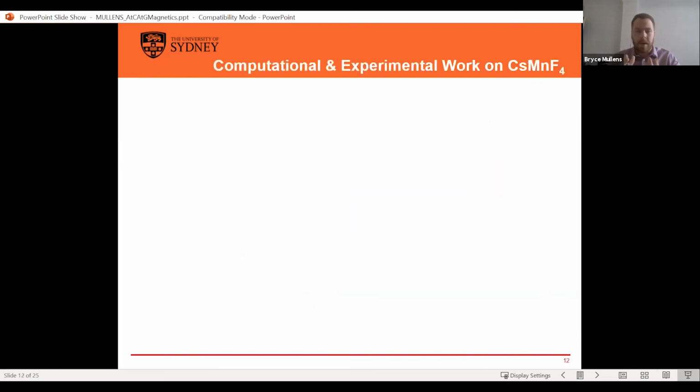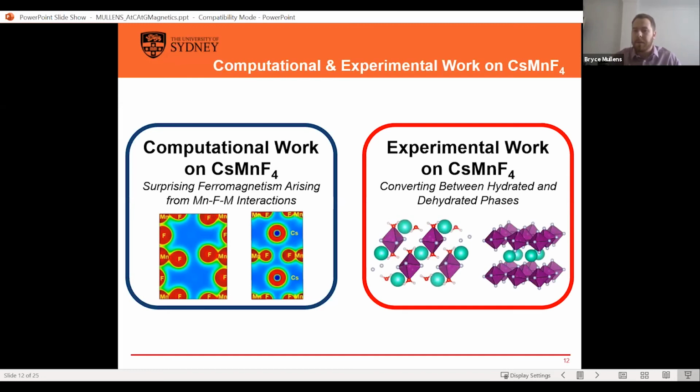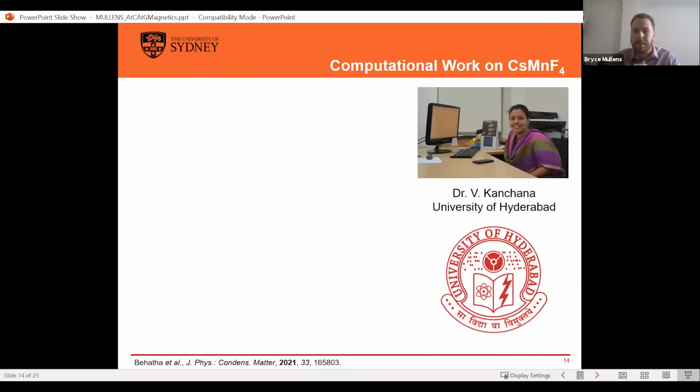So I've separated my talk today into two different parts. First, our computational work, which was done by our collaborators at the University of Hyderabad in India, where we look at what causes this ferromagnetism or antiferromagnetism to arise. And then we've also done some experimental work on synthesizing these compounds to see how difficult they can be to make. So first of all, I'm going to focus on our computational work. This was done in collaboration with Dr. Kanchana at the University of Hyderabad.